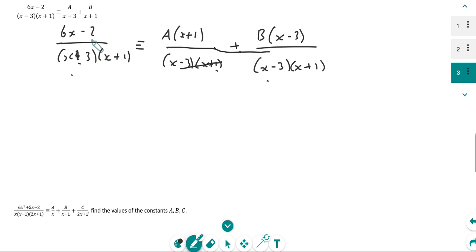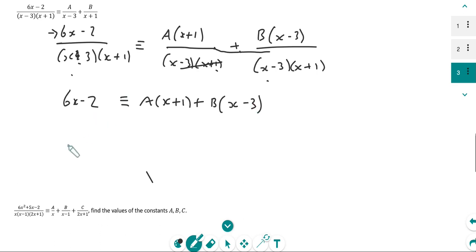Now, what can we do from this statement? Well, do you notice that the denominators are the same everywhere? So we're going to just ignore that part for now, and we're going to focus on the numerators. Because if these are the same things, then the numerators should be the same as well. And this should work for any value of x. That's the significance of these three marks. So we can say that 6x minus 2 for any value of x is equal to some number, a, multiplied by x plus 1, plus b multiplied by some number here.